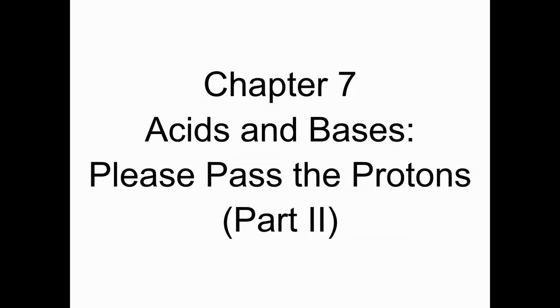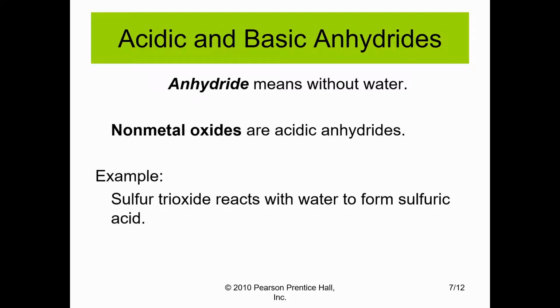Welcome. In part 2 of chapter 7, we will continue our discussion of acids and bases. An anhydride is a molecule that is missing a water group to form another molecule. Anhydride itself means without water. There are examples of both acids and bases that have anhydrides.